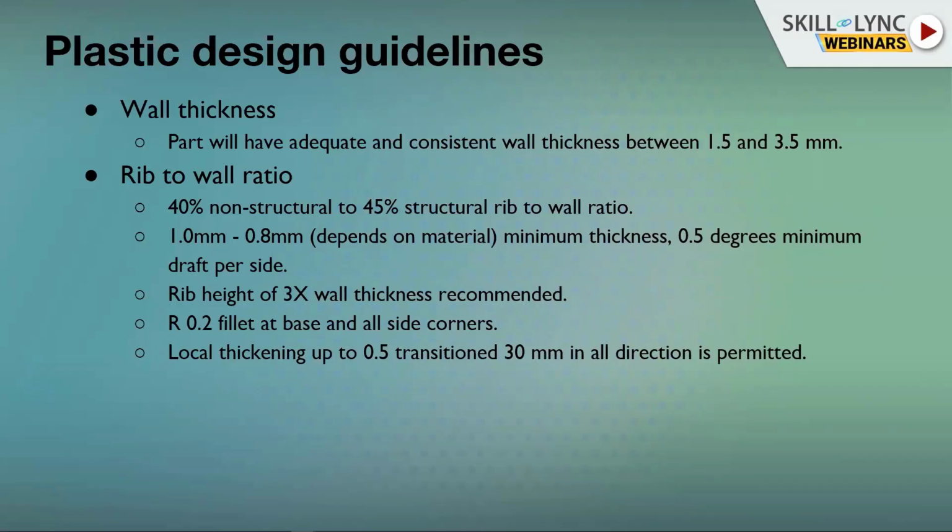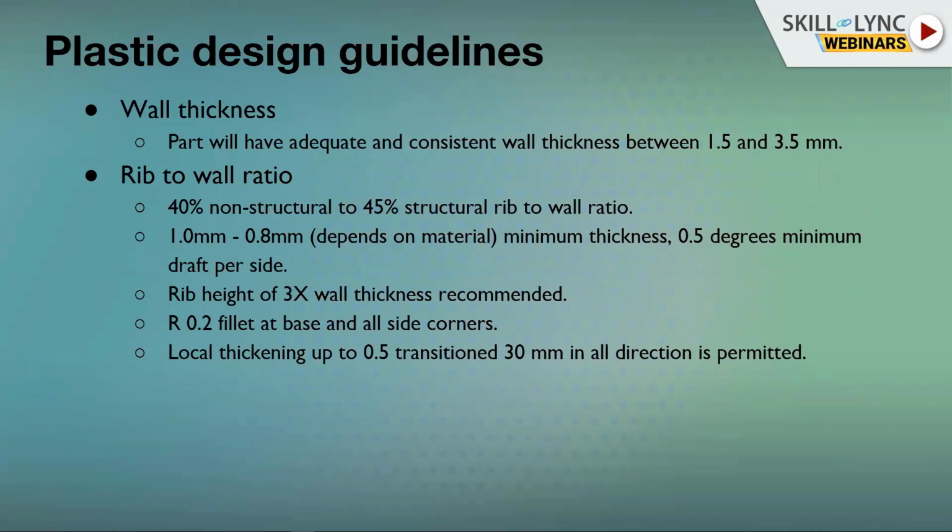And this depends upon the material. For ABS, it will be 40%, and for PC, it will be 45 to 50%. So it depends on the material, but it has to be within the 50% of the wall thickness. And at top of the rib, it has to be between 1 millimeter and 0.8 millimeters with a minimum of 0.5 degrees on both the sides.